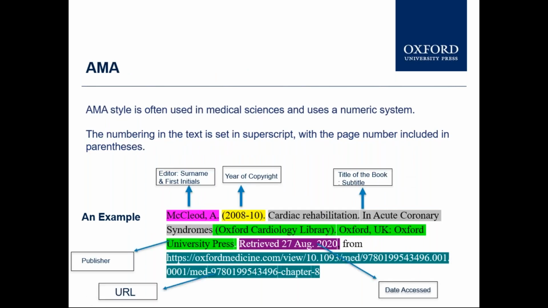Then we move on to AMA. AMA is often used in medical sciences and uses a numeric system. The numbering in the text is seen in superscript with the page number included in paragraphs. Here, this is the name of the author, the year of copyright, the title of the book, where it was from, the publisher, which year did I access it, which date did I access it, and it gives you the URL.